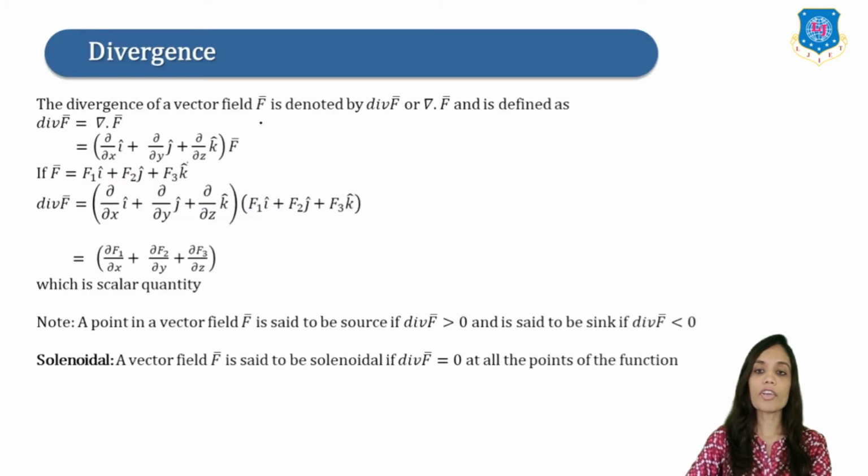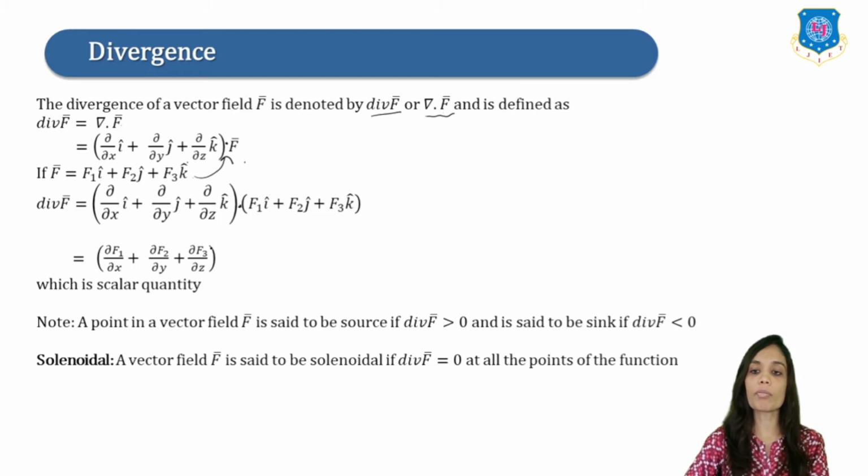The divergence of a vector field f bar is denoted by divergence of f bar or del dot f bar. Here it is a dot product, defined as divergence of f bar equals del dot f bar. Now we know what our del is: del by del x i cap plus del by del y j cap plus del by del z k cap, dot f bar. We assume f bar as f1 i cap plus f2 j cap plus f3 k cap. Put this over here and do the dot product.